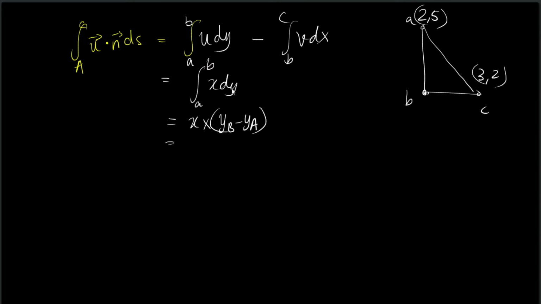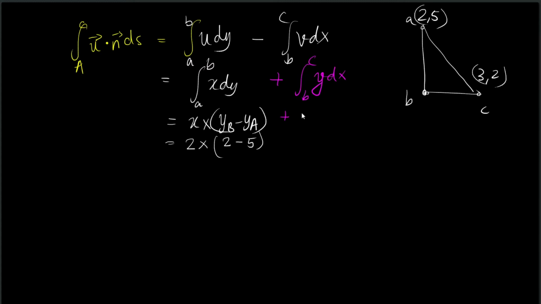and this particular integral is equal to, so x value is going to be 2 and y value at b is equal to 2 and at a is equal to 5. So 2 times (2 minus 5). So this integral, let me make it pink. So this is going to be integral b to c v dx, and v is equal to minus y.